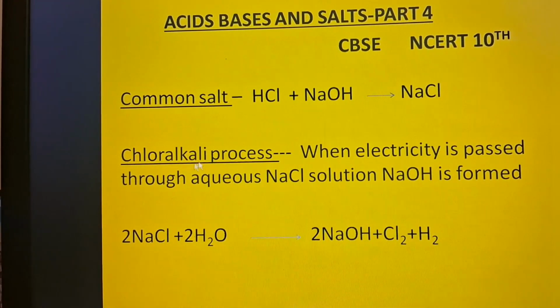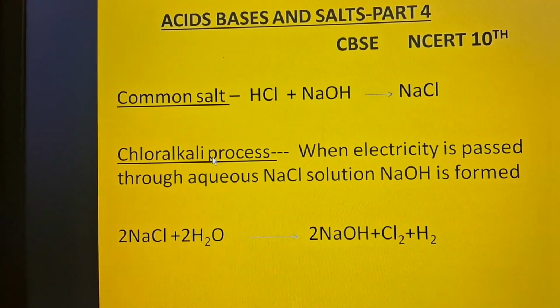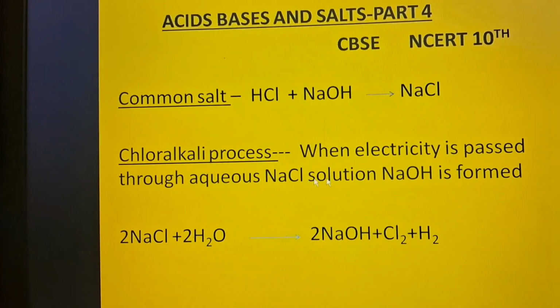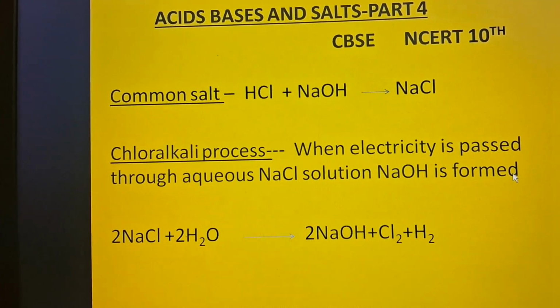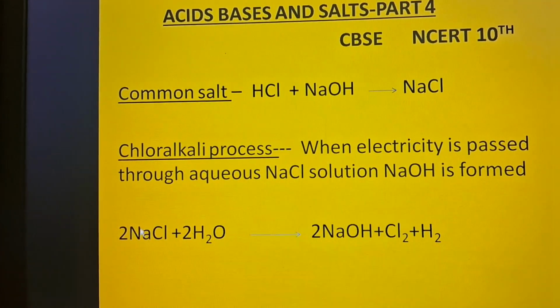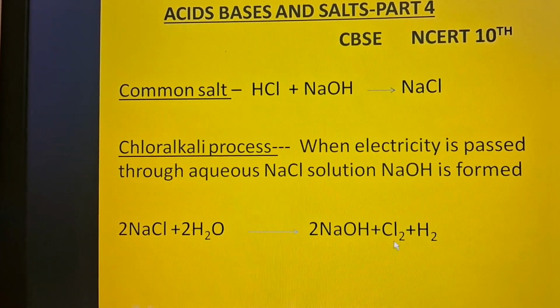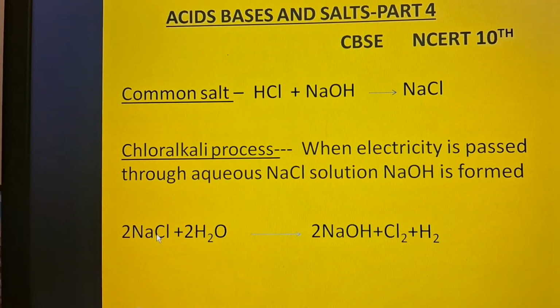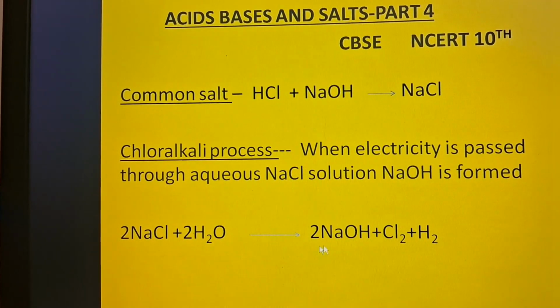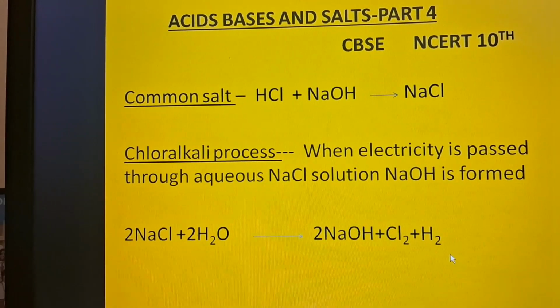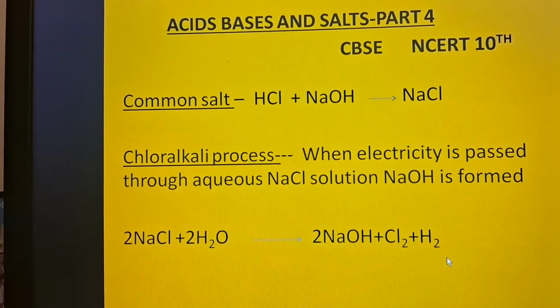Now coming to the chlor-alkali process. Now what is this chlor-alkali process? When electricity is passed through aqueous sodium chloride solution, sodium hydroxide is formed. Aqueous means water. So 2 NaCl plus 2 H2O gives 2 NaOH plus Cl2 plus H2. NaCl is sodium chloride, H2O is water, NaOH is sodium hydroxide, Cl2 is chlorine and H2 is hydrogen.